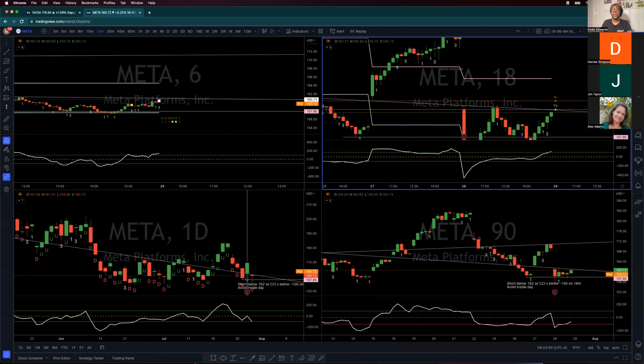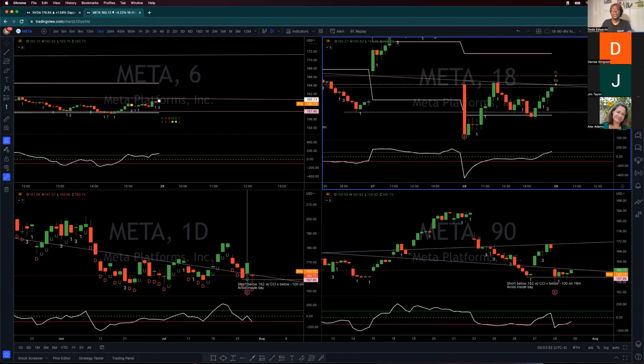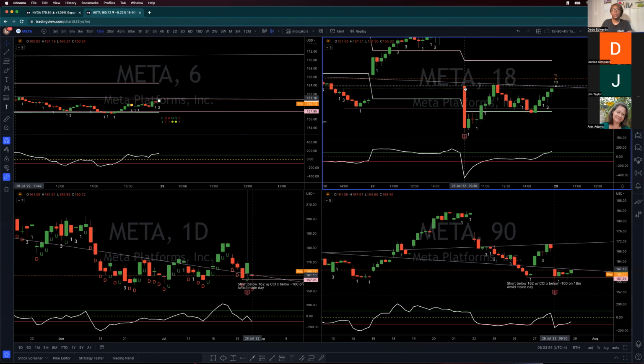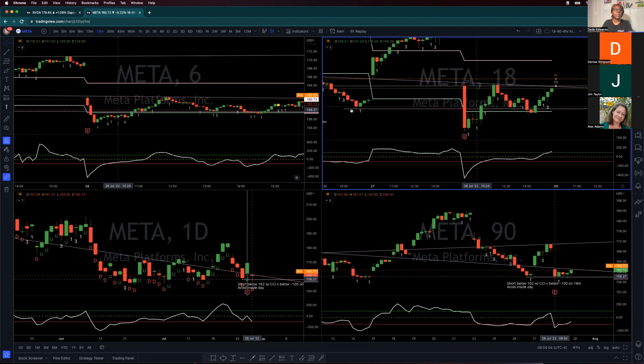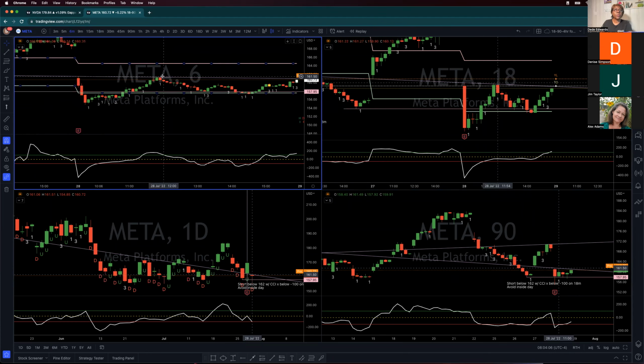I am still a fan, and you can see how Meta traded up to that lower broadening formation, back to that lower broadening formation and fell. It never came back inside the prior day. So we're going to have to use our signals in CCI if we're not going to draw those broadening formations, right? CCI comes back down, trends back below.